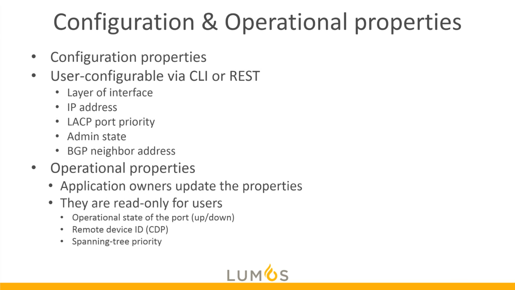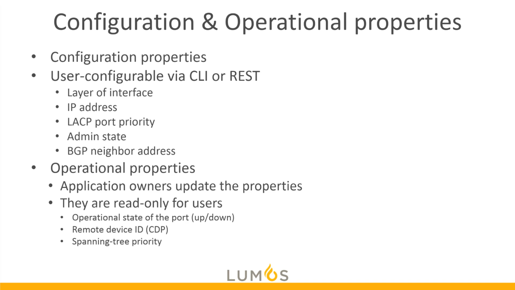Some examples of configuration and operational properties. So configuration properties are user configurable via CLI or via REST, right? Representational state transfer. So for instance, we can look at the layer of an interface, an IP address, an LACP port priority, the administrative state of an interface, a BGP neighbor address.